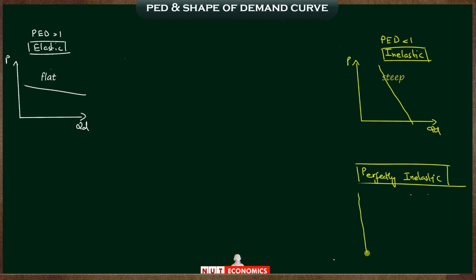Now, if that is the case, then the demand curve of a perfectly inelastic product will be a straight vertical line. Why?